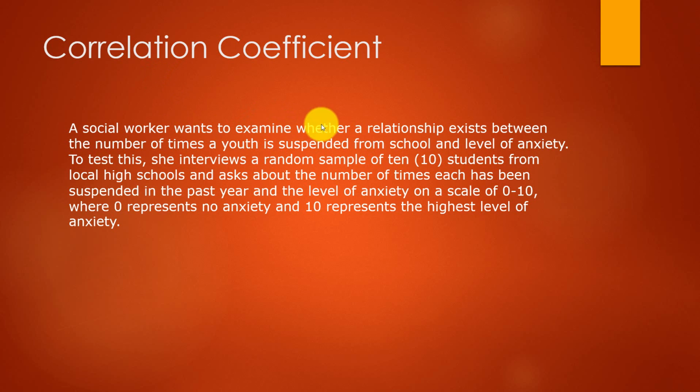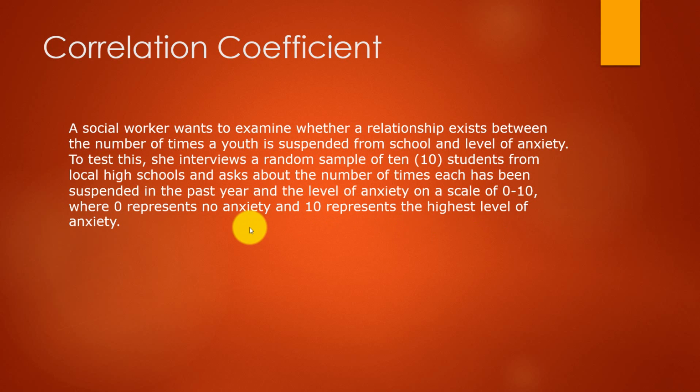A social worker wants to examine whether a relationship exists between the number of times a youth is suspended from a school and level of anxiety. To test this, she interviews a random sample of 10 students from local high schools and asks about the number of times each has been suspended in the past year and the level of anxiety on a scale of 0 to 10, where 0 represents no anxiety and 10 represents the highest level of anxiety.